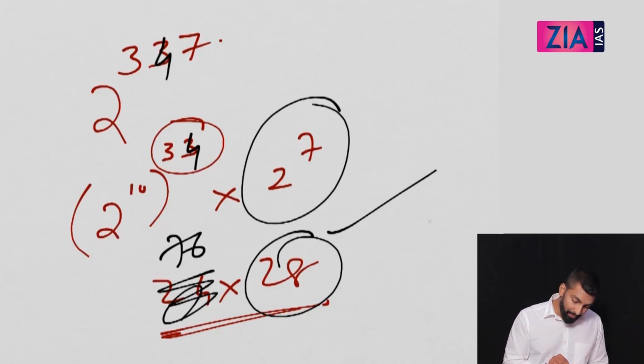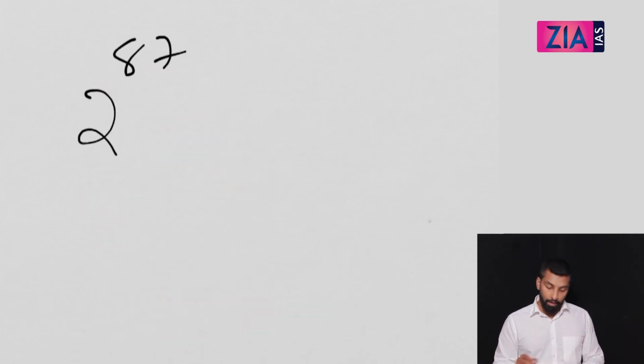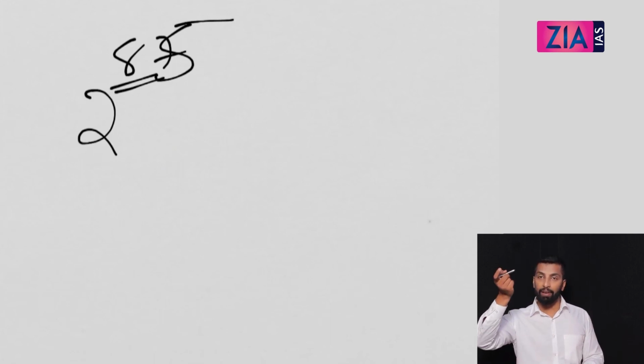So one more, 2 raised to 85, 80. 80 means 10 raised to 8, it's even, right? So what you need is 2 raised to 5. That's your answer, 32.